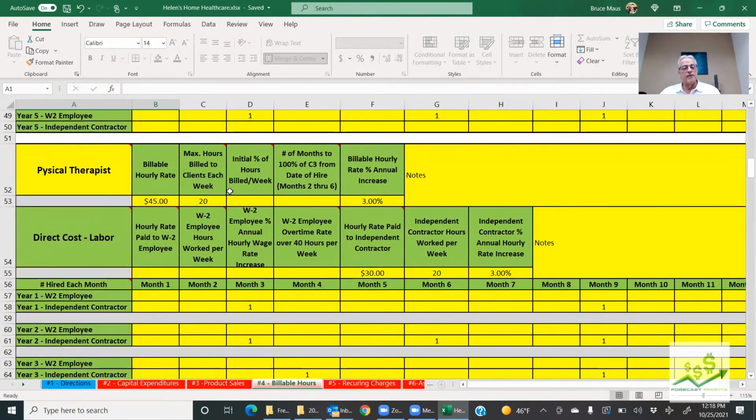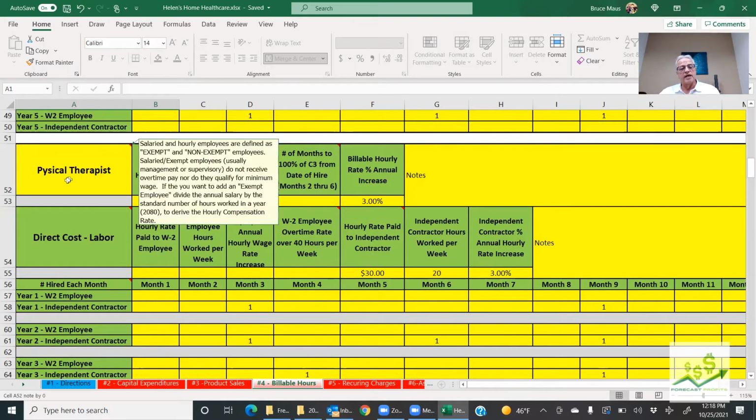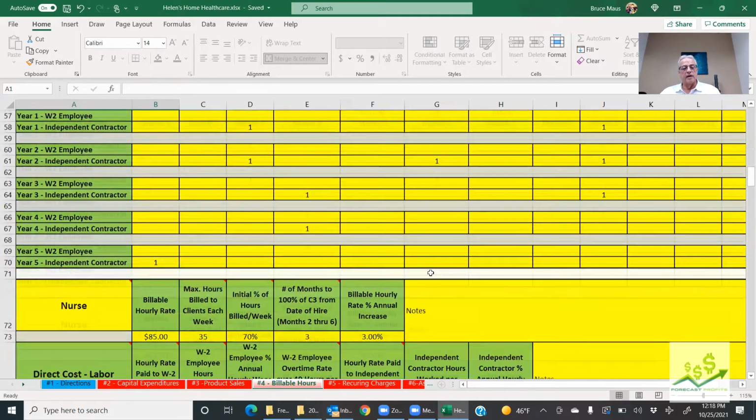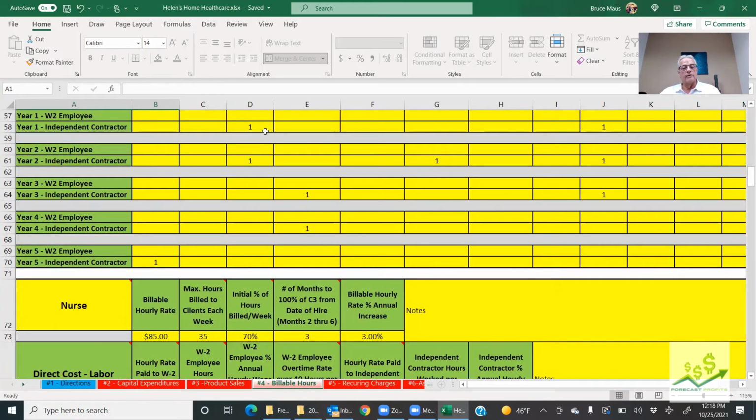Not all of Helen's employees will be W-2 employees. In this case, a physical therapist she plans to hire and bill 45 hours to her client, but they'll only work part-time 20 hours a week. And she will pay that independent contractor $30 an hour, 20 hours a week. In this case, the independent contractor is responsible for their own payroll deductions when they file their taxes annually. Note in the second row, you can designate which month independent contractors are hired.